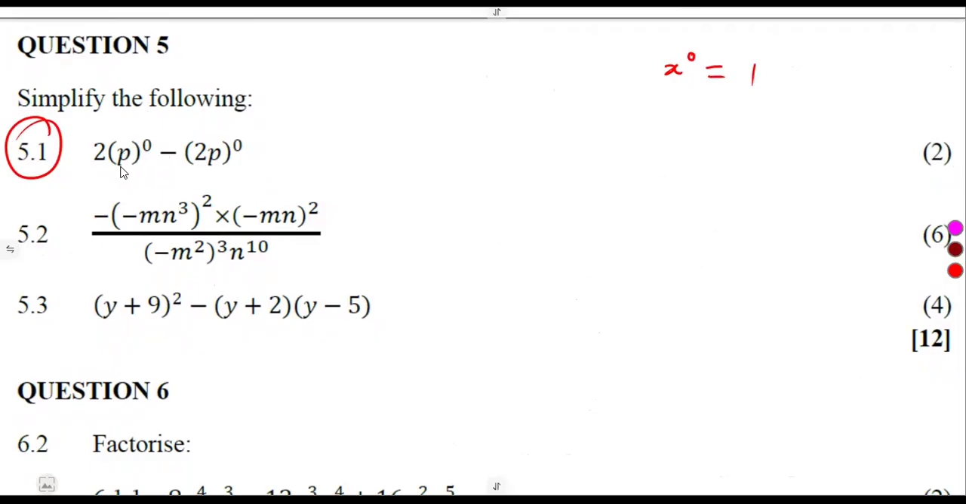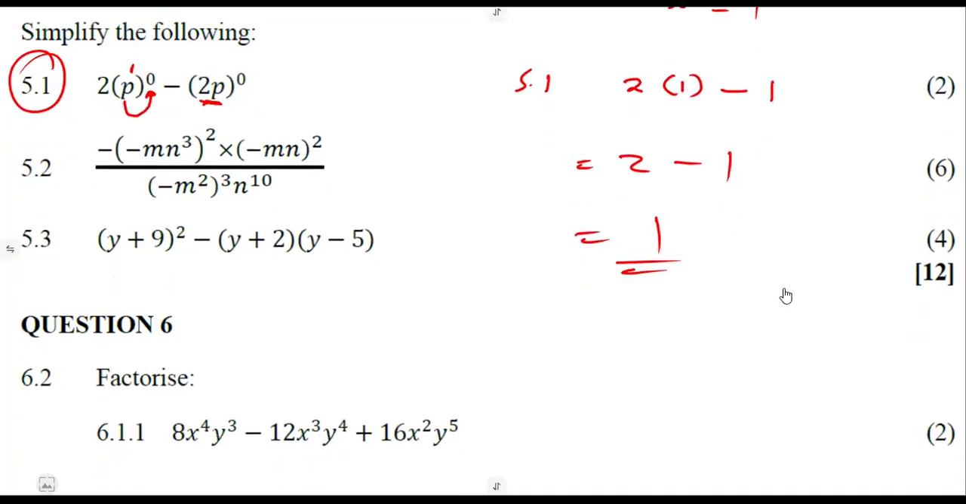So this p raised to the exponent of 0, this one, was going to give us a 1, which is very true. So it was going to be like this. It was going to be 2 times 1 minus the whole bracket here is raised to the exponent of 0. The whole bracket, the whole of it. So it gives us a 1. So that's it. 2 times 1, which is 2 minus 1, and 2 minus 1 is what?